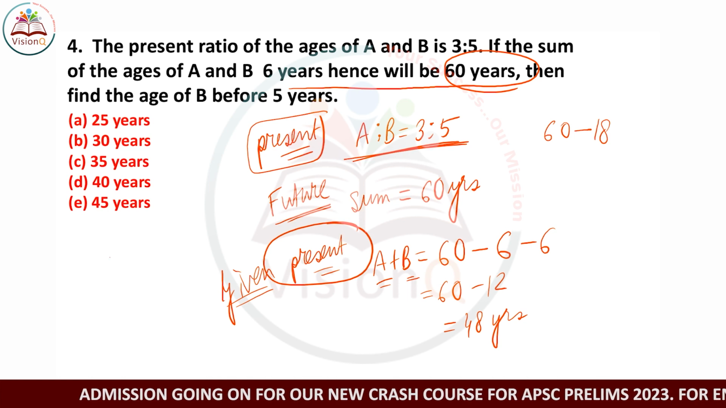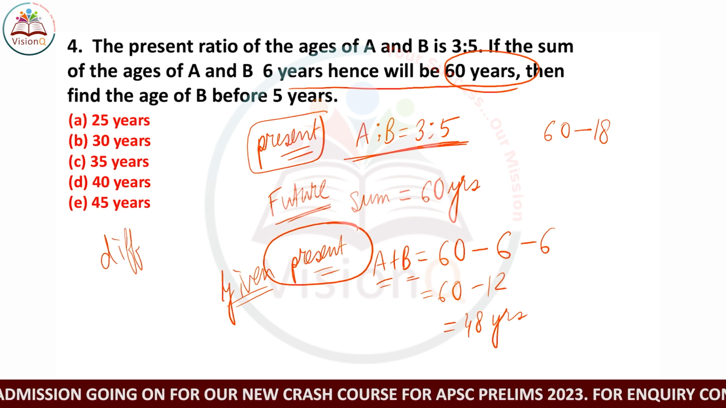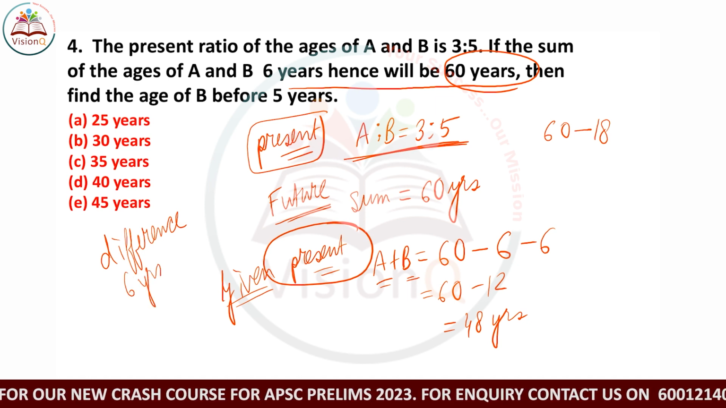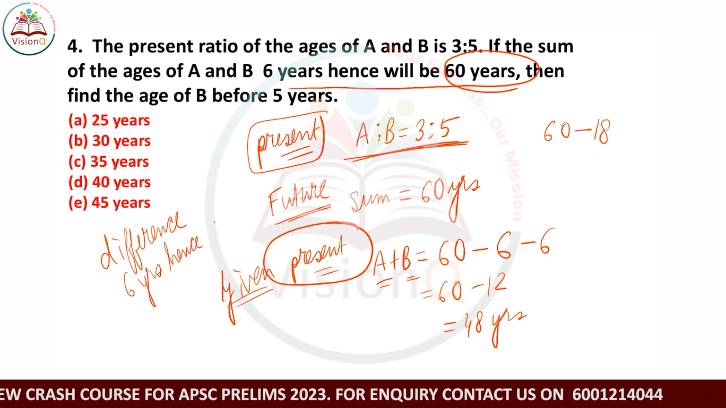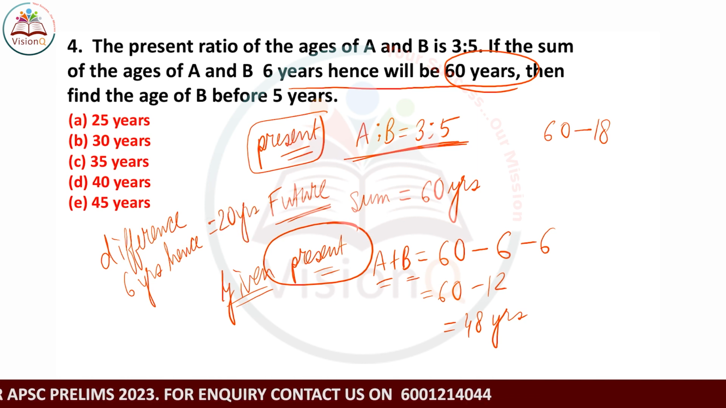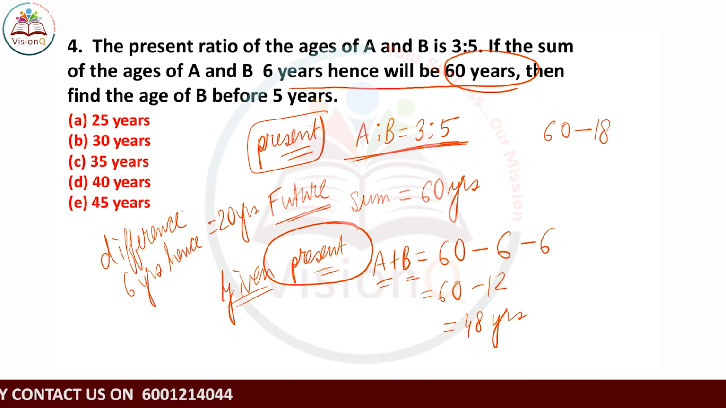Now, if here difference had been given, suppose it is given like this: the difference of the ages of A and B, 6 years hence, will be 20 years. Now the difference will be the same at every point of time, isn't it? The difference will be the same in 6 years and also in the present. The present difference will also have been 20 years. Okay, the difference should not be changed.